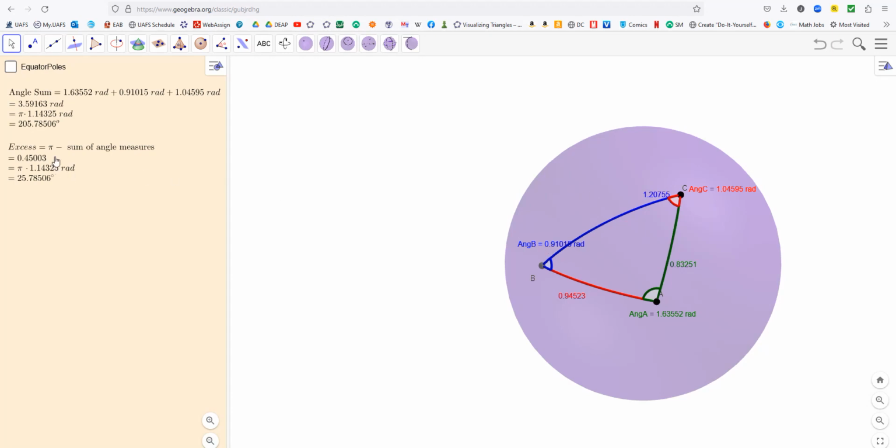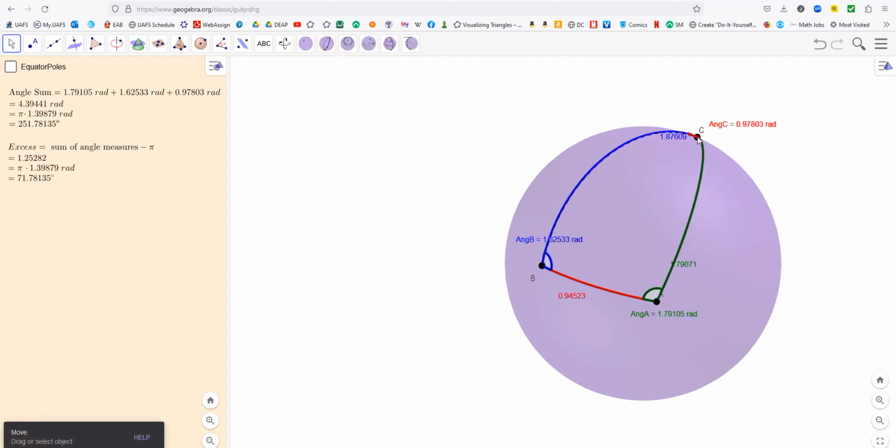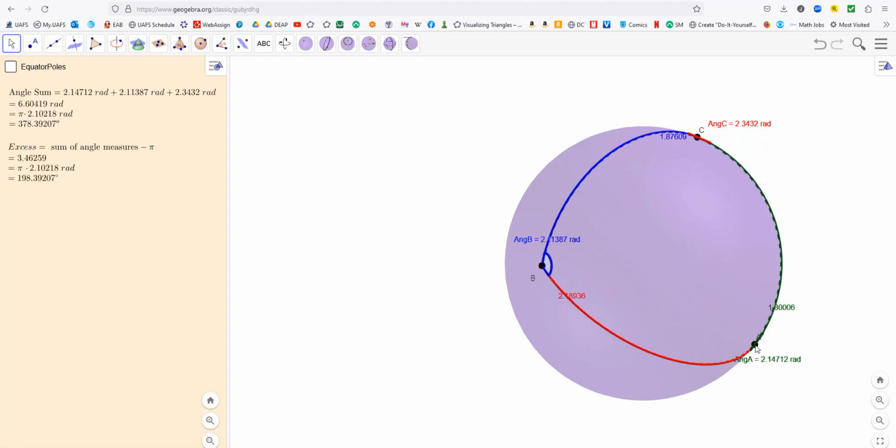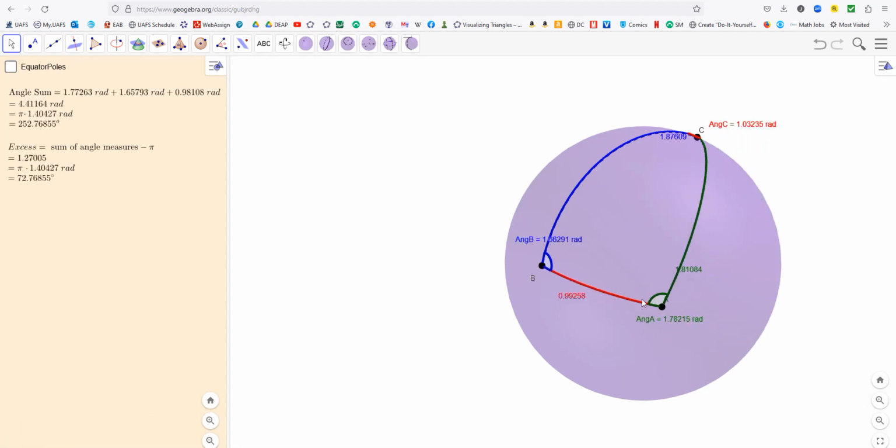And so that's called the excess, which is pi minus, actually that's incorrect. It's the sum minus pi is the excess. So the sum of the angle measures is bigger than pi. Subtract pi from that and you get the amount that it's over, in this case about 0.45 or about 25.8 degrees. It's more than 180 degrees by that amount. You can get it to be quite a bit. You can get the angles to be really big, get a big excess.